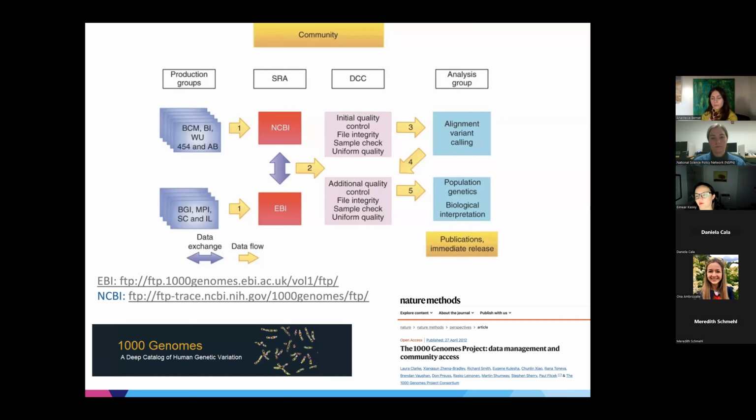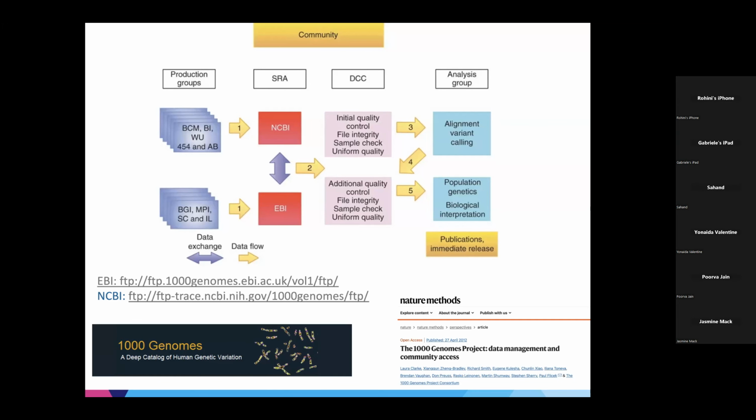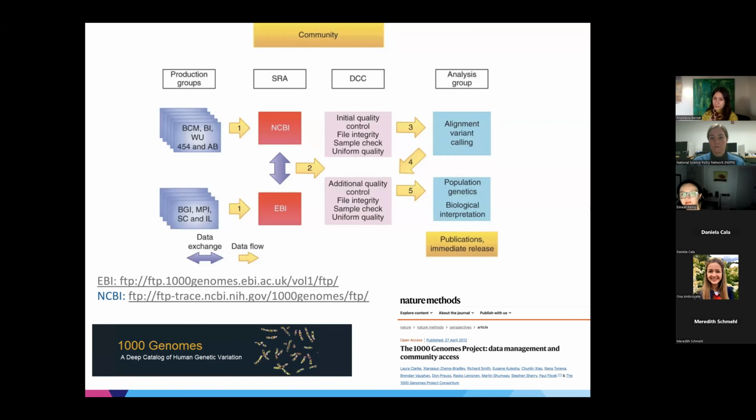The ways in which the data was released to the public simultaneously. So it wasn't like the internal investigators got to see it and work with it and play with it months before everybody else. No, the data was released publicly as well as to the internal investigators at the same time. And that really helped set the standards for openness and transparency in the global genomic community.